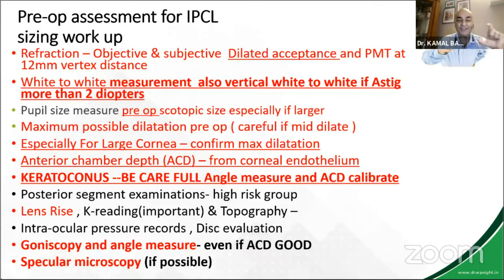As I said, these patients will give you a false deep anterior chamber depth. You need to calibrate your anterior chamber depth and also measure the angles on an OCT. Since these patients are a high risk group, do a meticulous posterior segment evaluation, and rule out posterior segment pathologies before you take these patients up. Another important thing is that these patients, this category of myopic eyes, could be prone to be steroid responders. So please do a long follow-up with these patients.